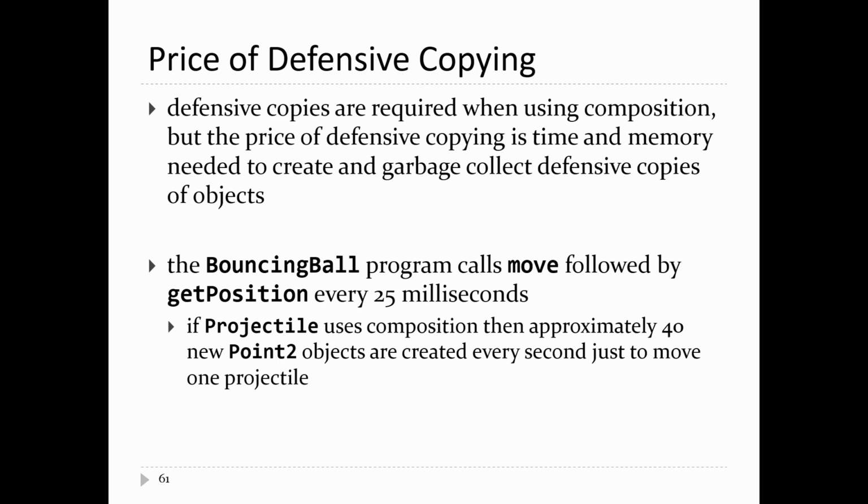Okay, so what's the price of defensive copying, or what is the price of composition? The defensive copies are required when you use a composition. But the price of the defensive copying is the time and memory needed to create and garbage collect the defensive copies. So that program that shows you the bouncing ball, if you change the implementation of the projectile class to use composition, then you can actually calculate how many point 2 objects are being created every second.